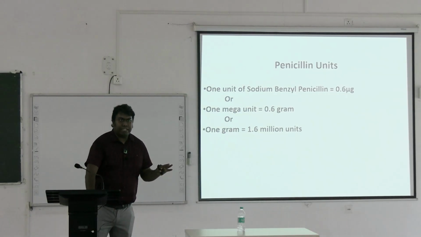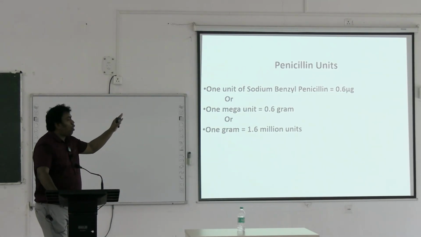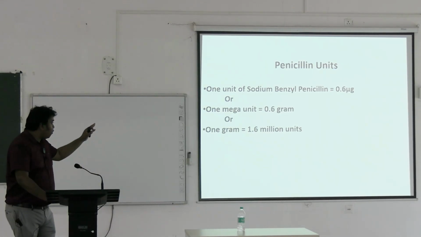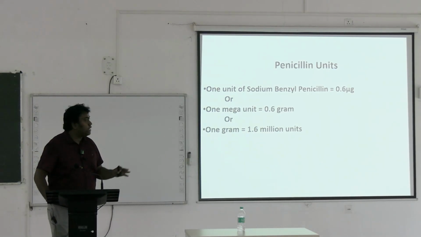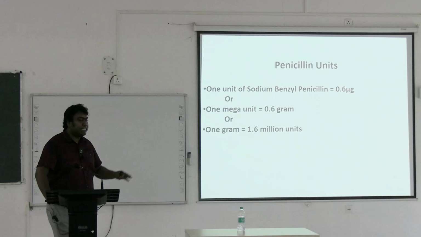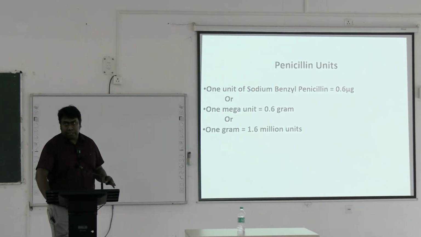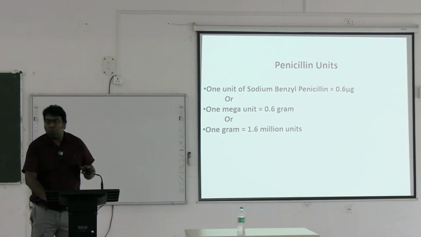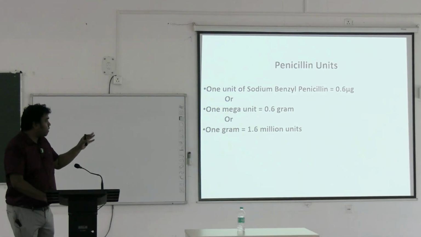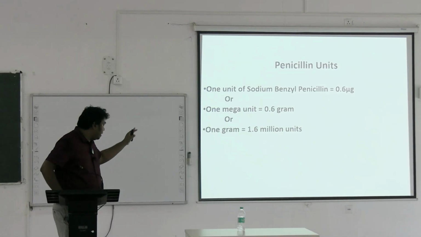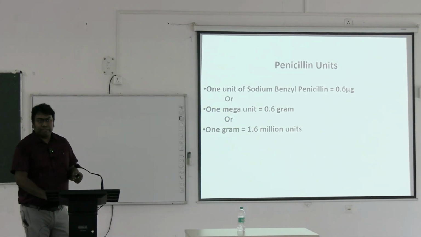Another important thing is the unit. 1 unit of sodium benzyl penicillin is equivalent to 0.6 microgram. If we convert, 1 mega unit is 0.6 gram. So 1 gram contains 1.6 million units. Clear? 1 gram is equivalent to 1.6 million units, MU, million units.